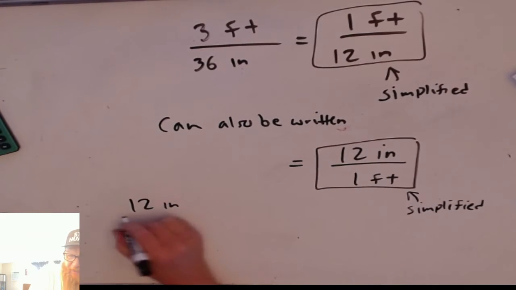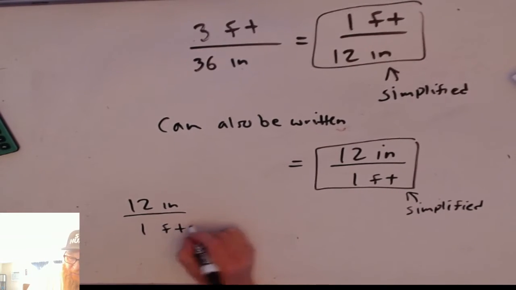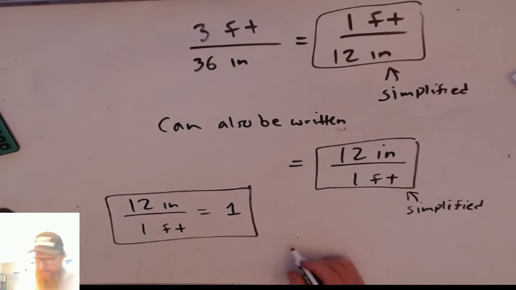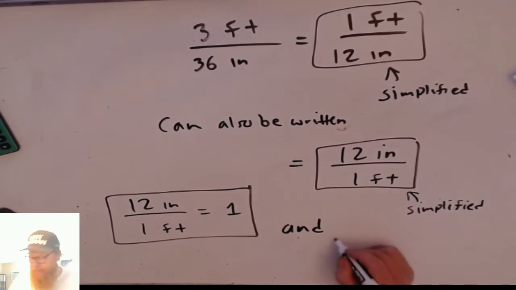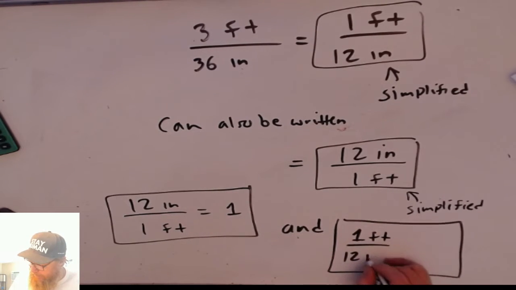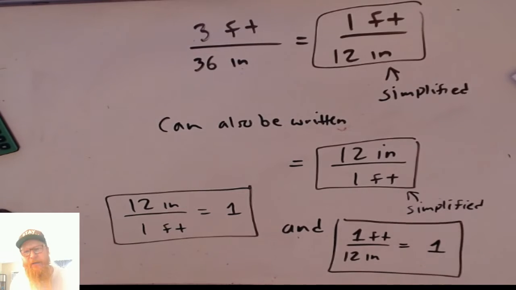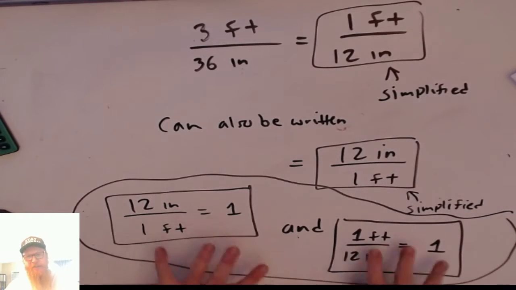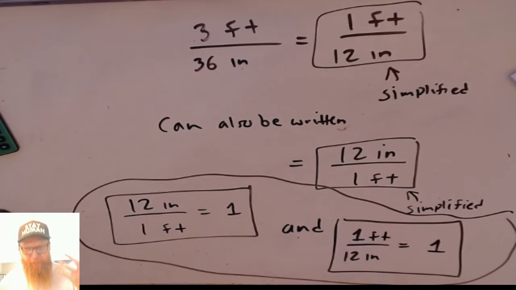So 12 inches over 1 foot is equal to 1, and 1 foot over 12 inches is also equal to 1. So you have two different versions of the same unit proportion.